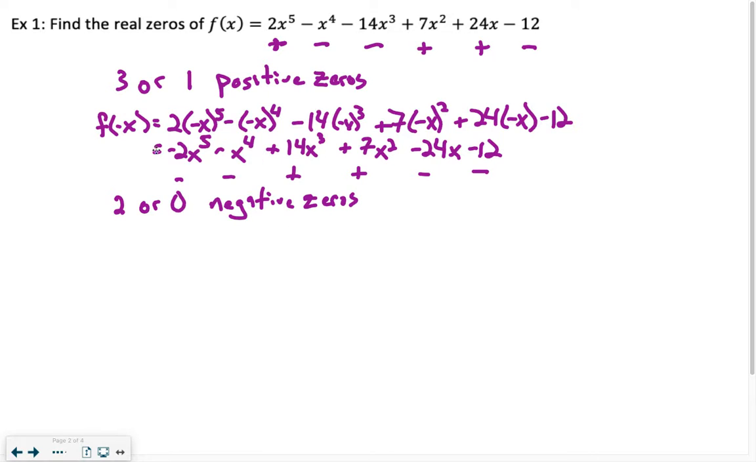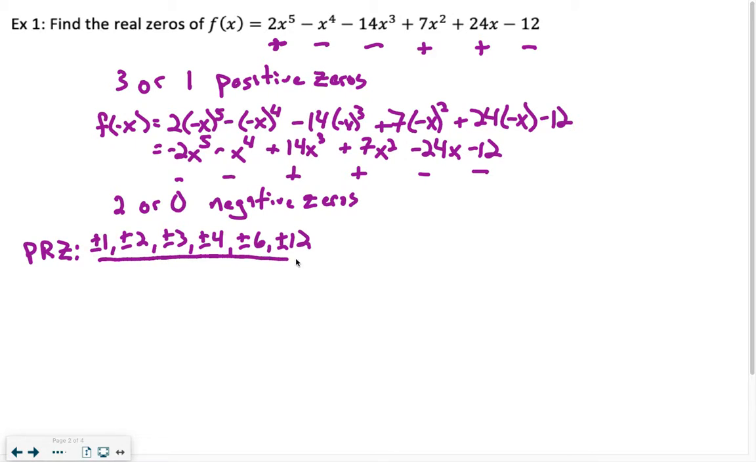Okay, so now we want to list our possible rational roots, right, or possible rational zeros. We abbreviated it like this on our last set of notes. So that's where we take all of the factors of the constant over all of the factors of the leading coefficient. So the factors of 12 would be 1 and 12, 2 and 6, and 3 and 4, right? And remember, we take the positive and negative of all of those. And then over all of the factors of 2. So that's just 1 and 2.